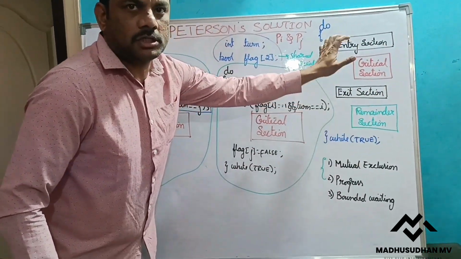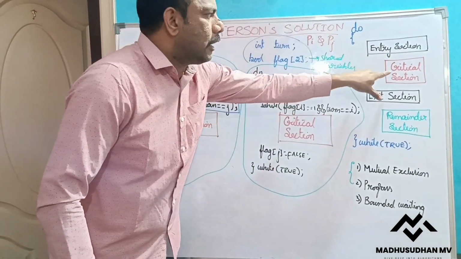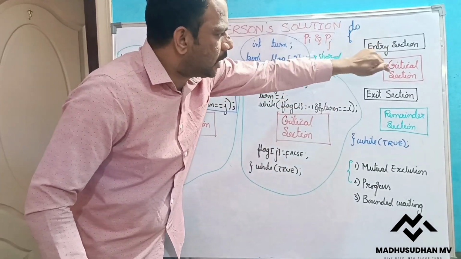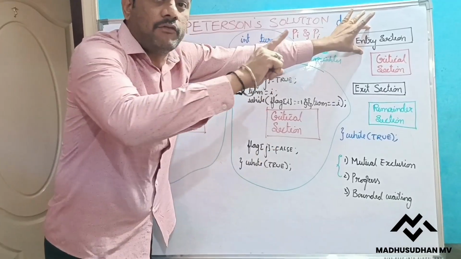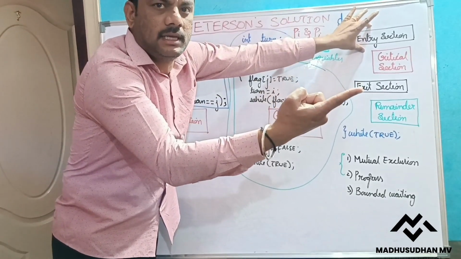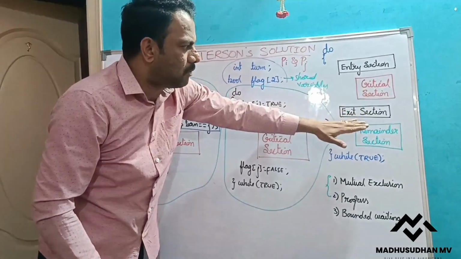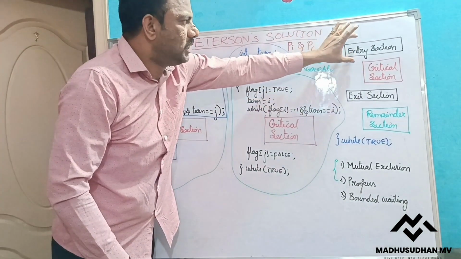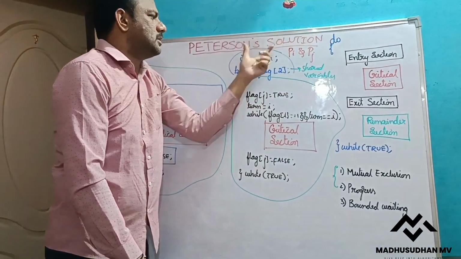This is the general structure of any cooperative process which wants to enter into the critical section. Before any process enters into the critical section, it first has to check in the entry section whether some other process is already there or not. Once it is done with its job, it has to come out, informing that it is coming out. This is the exit section. Now, how will this entry section and exit section be implemented by the Peterson solution?